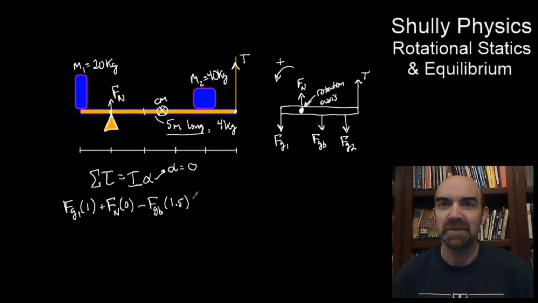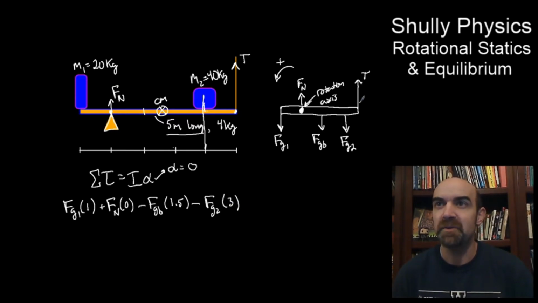Now I got this FG2, and that's also going clockwise. Clockwise is my negative direction. So weight number 2, and where is it? Its center mass is right over this point, which is 1, 2, 3 meters away. And finally, we've got this tension. This tension is pulling up in our counterclockwise direction. So that's going to be a positive tension. It's trying to keep this system balanced. And the weight over here is working with it to balance out these two other forces. All that equals I alpha.